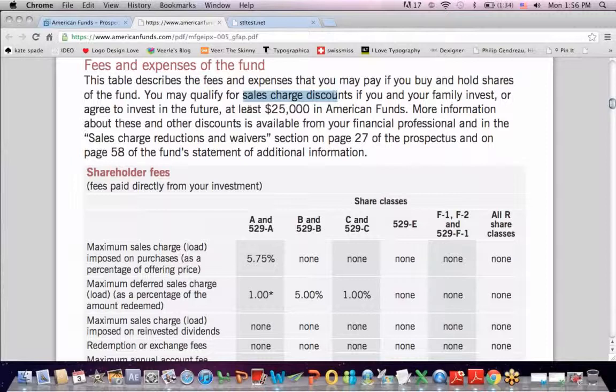There are sales charge discounts if you go above $25,000 in American Funds. One nice thing about the big fund companies like American Funds is they offer discounts for purchases in any fund. So if you have 5 different mutual fund investments in Putnam, for example, another big fund company, they will combine those for the purposes of discount.